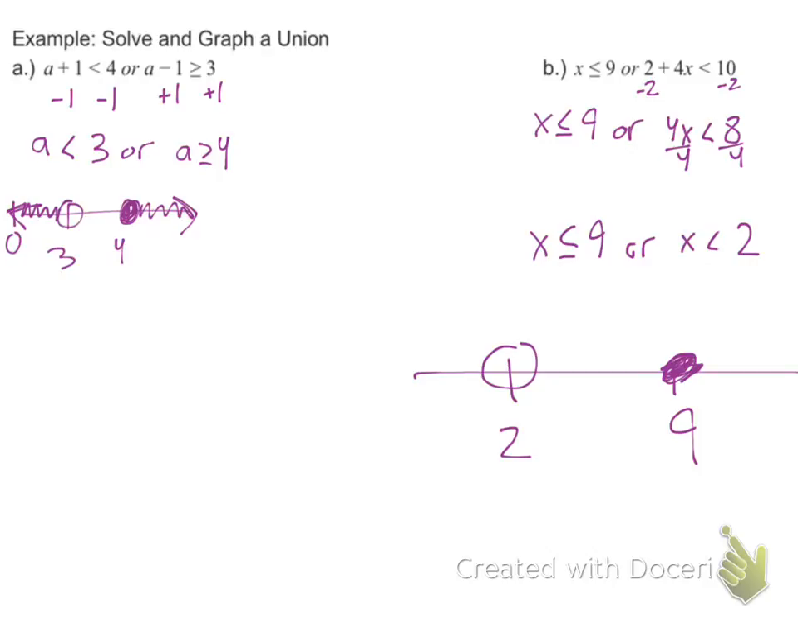Guys, because it's an OR statement, if you've done it correctly, it should go away from each other, but I would never trust someone's work, so I'm going to check it myself. 0 is over here. Checking it on the 2 side, is 0 less than 2? Yes. So I shade that way.